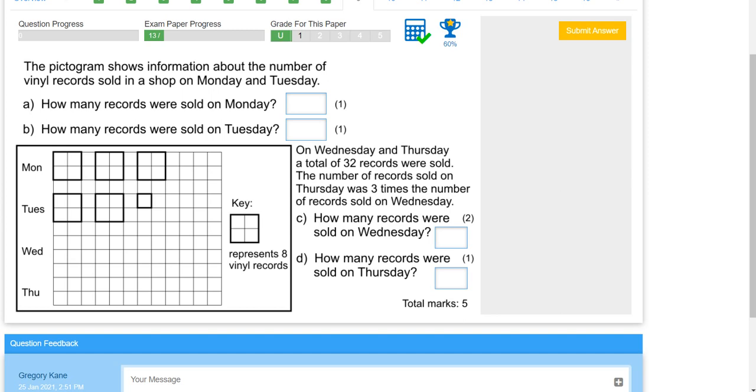So on Monday, that's 8 and 8 and 8. That'll be 24. On Tuesday, that's 8 and 8. And this is not 1. This would be 2. So 8 and 8, 16 plus 2 would be 18.